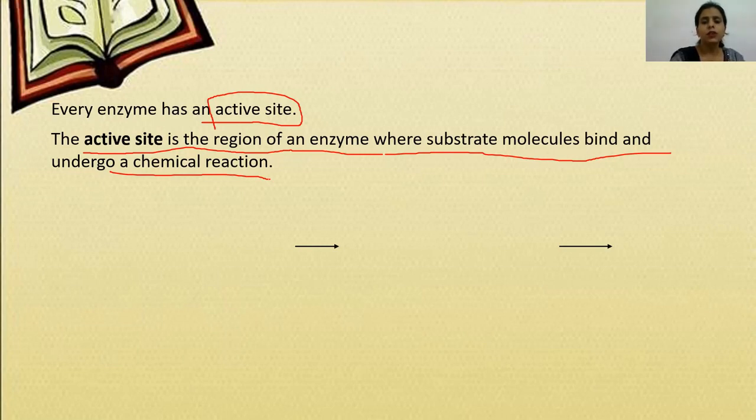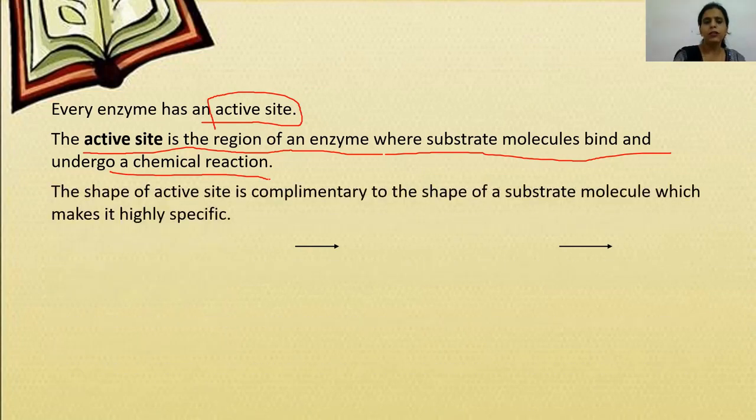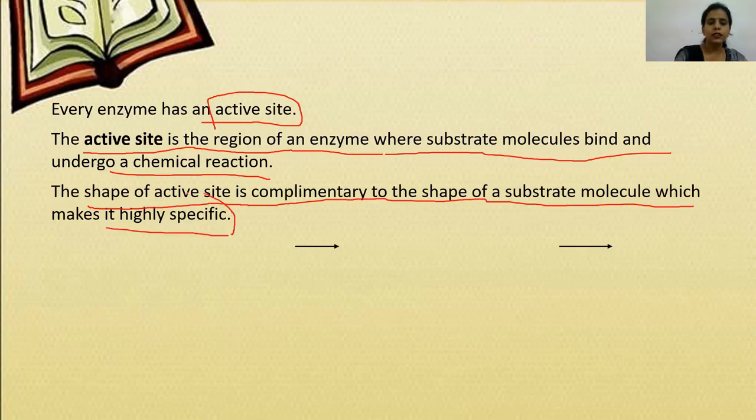And why is a substrate molecule able to bind and undergo a chemical reaction? Because the shape of the active site of the enzyme and the shape of the substrate molecule are complementary to each other. Okay, so this is again important. The shape of the active site is complementary to the shape of the substrate molecule, which makes it highly specific.